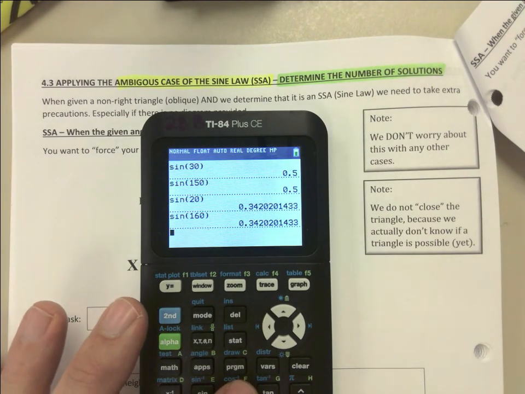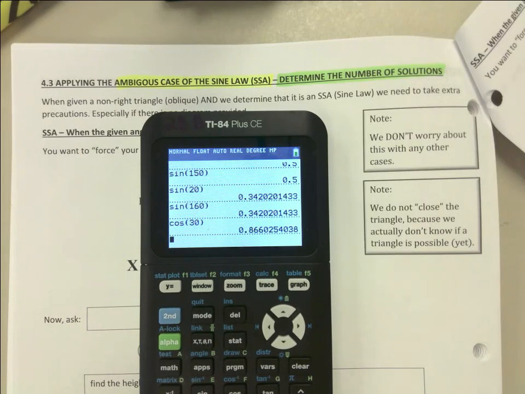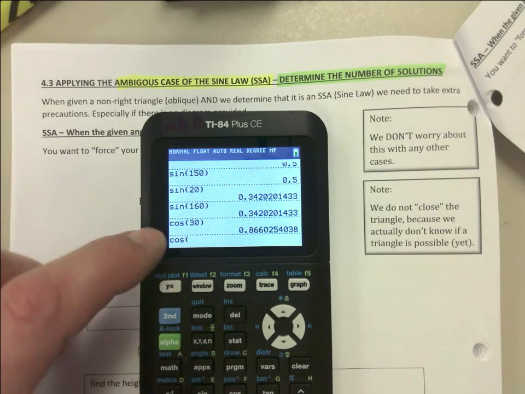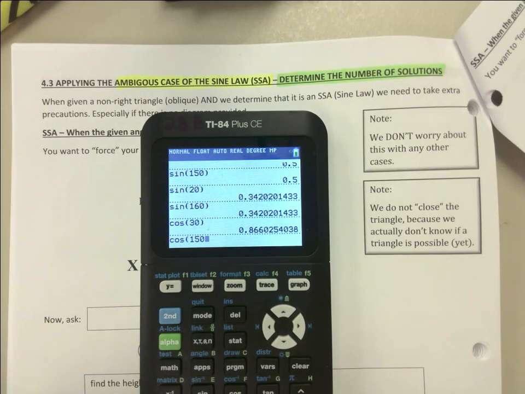Let's try cosine. Let's do the exact same thing. Cosine of 30. It's 0.86, right? What about cosine of the supplement, which would be 150? Is it the same? Almost, but it's a different sign. Cosine knows the difference between an acute angle and an obtuse angle. Sine law doesn't know the difference. Sine law will always give you an acute angle, no matter what.